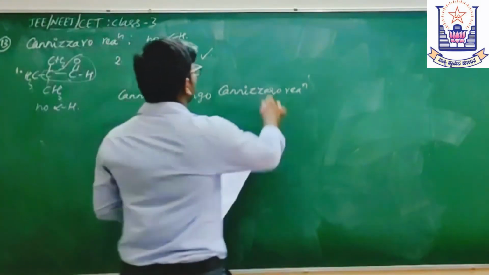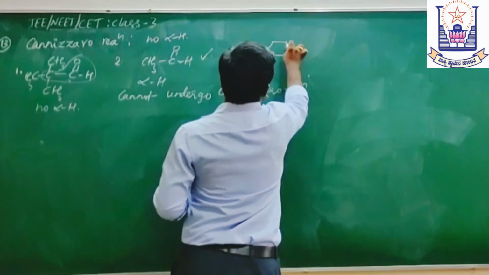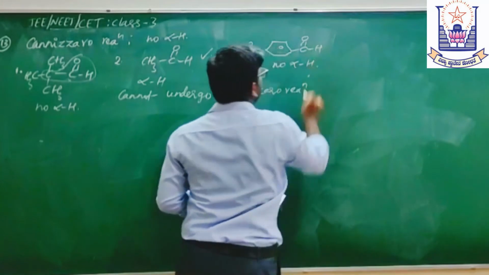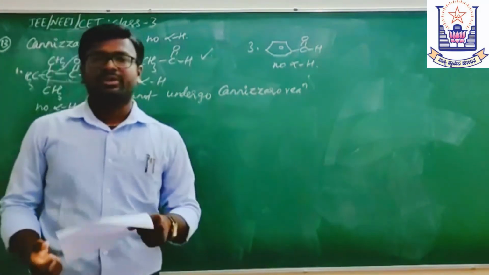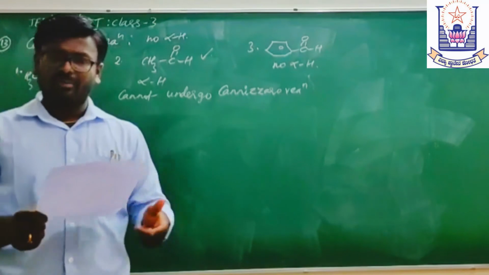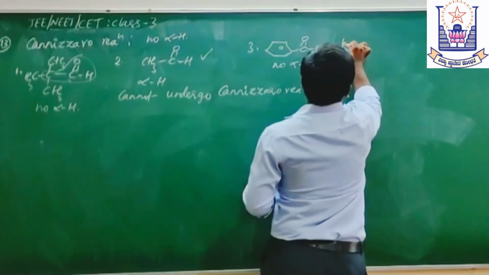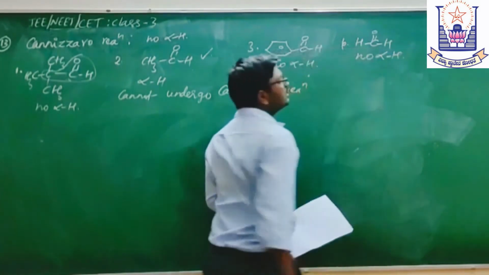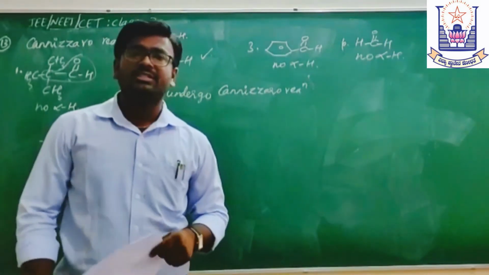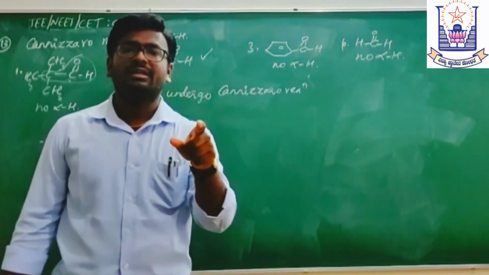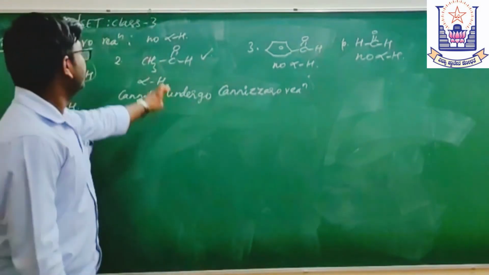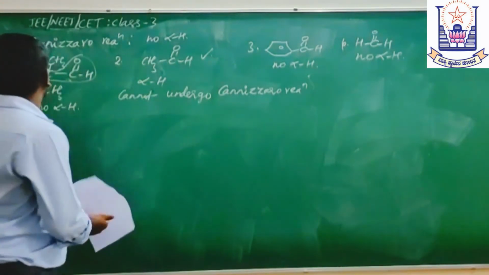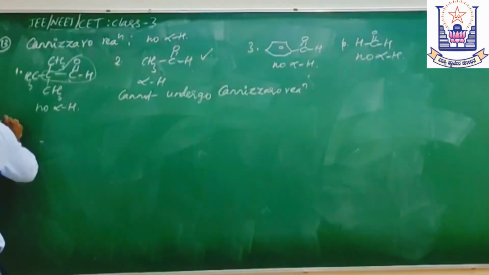Option 3 is benzaldehyde. It is also having no alpha hydrogen, so it undergoes Cannizzaro reaction. And option 4 is formaldehyde. It is also having no alpha hydrogen, so it also undergoes Cannizzaro reaction. Here the question is, which of the following compounds are not giving the Cannizzaro reaction? That is option 2 because it is having an alpha hydrogen. Go for question number 14.